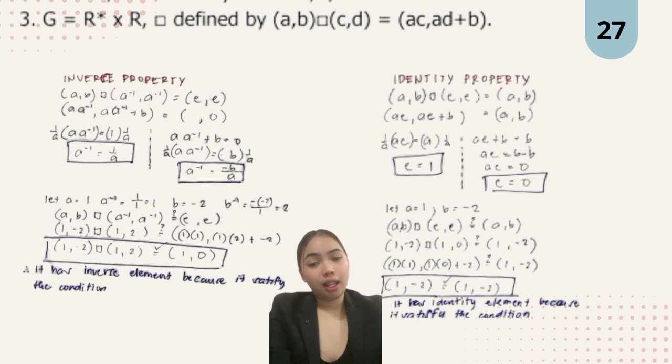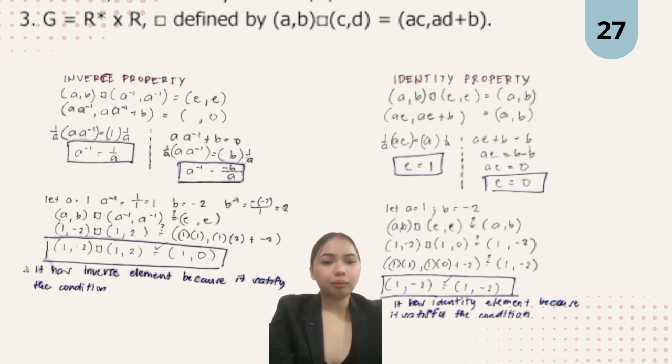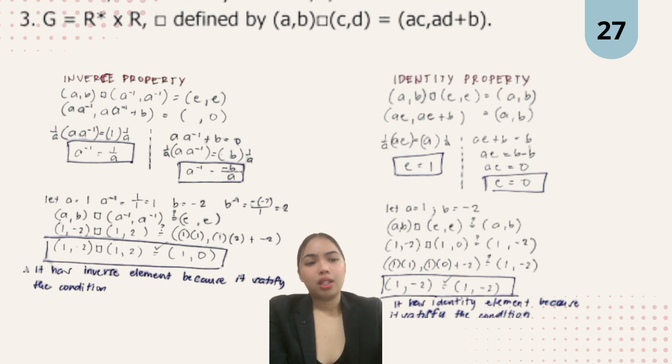So A inverse is equal to 1 over A. And (1/A, A inverse plus B) is equal to 0. So 1 over A times A inverse is equal to B times 1 over A. So the answer of A inverse is equal to negative B over A.